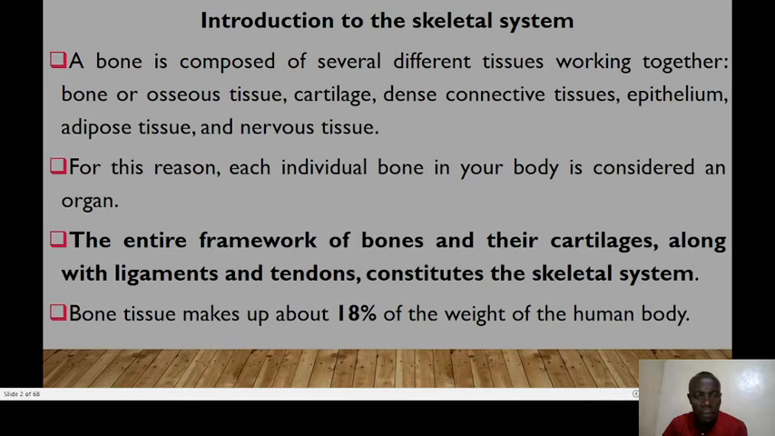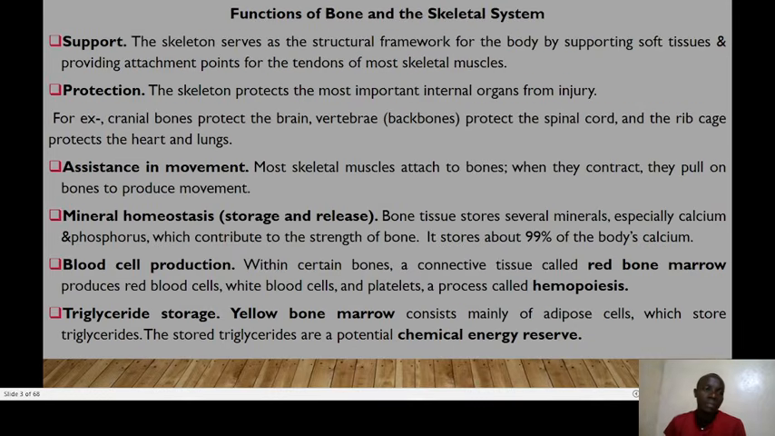So the entire framework of bones and their cartilages, along with ligaments and tendons, constitute our topic, and that is the skeletal system. Bone tissue makes up about 18% of the weight of a human being. Okay? Let's look at the functions of bones and the skeletal system. Well, we have at least 8 functions here.